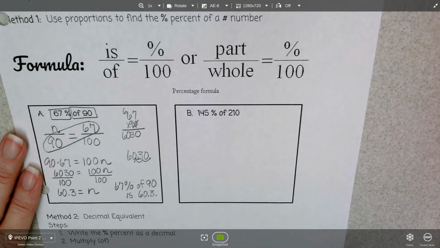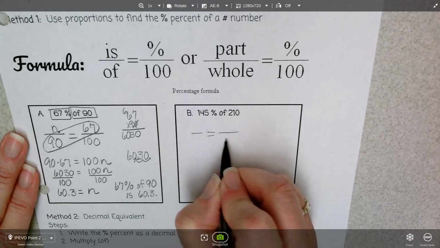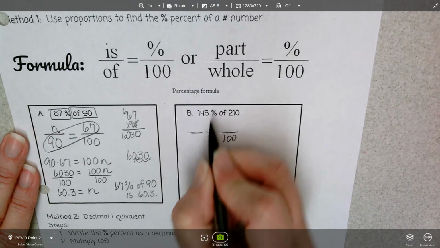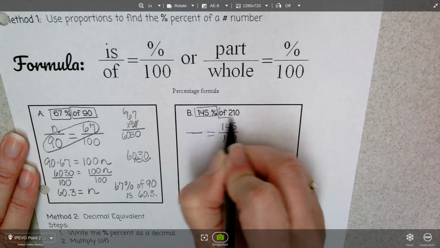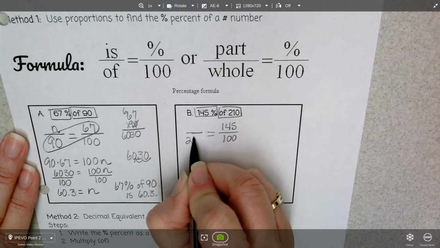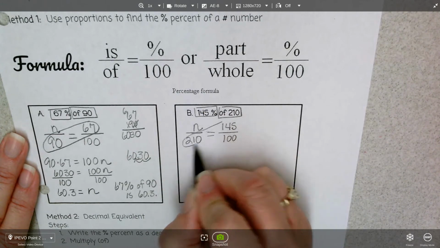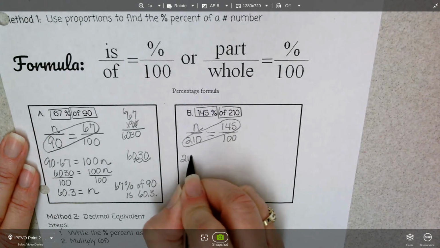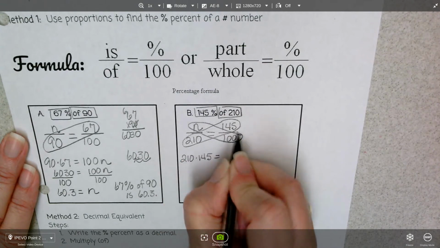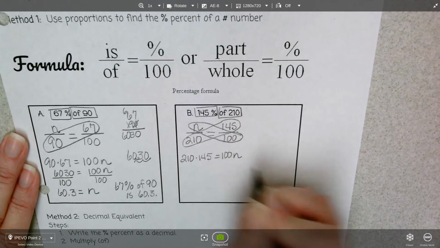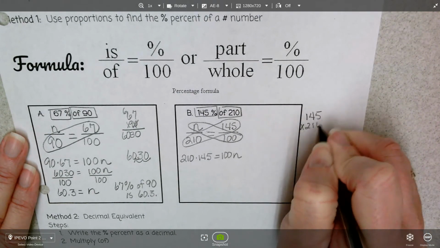Okay, so let's look at B. We've got the same thing. We're going to go ahead and set up our proportion. Our 100 always goes over here. 145% goes over the 100. Of 210 goes here where your "of" is. And we're looking for this number right here. So we're going to multiply right here. 210 times 145 equals 100n.